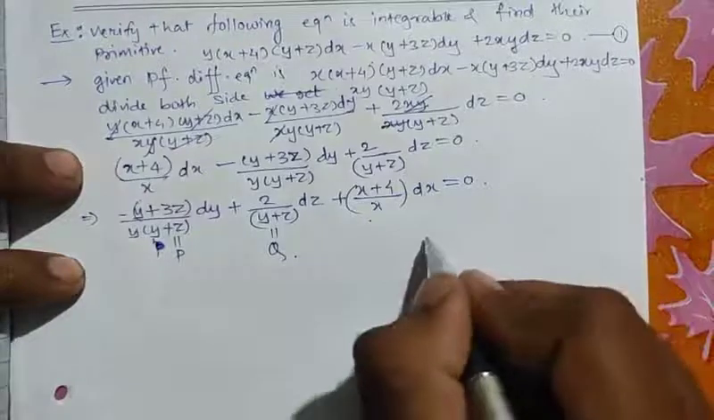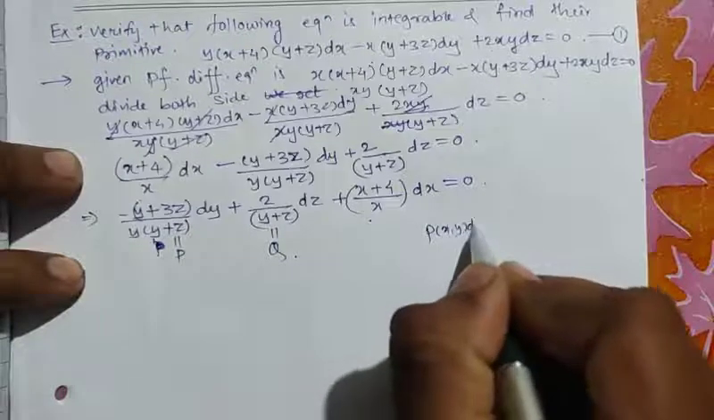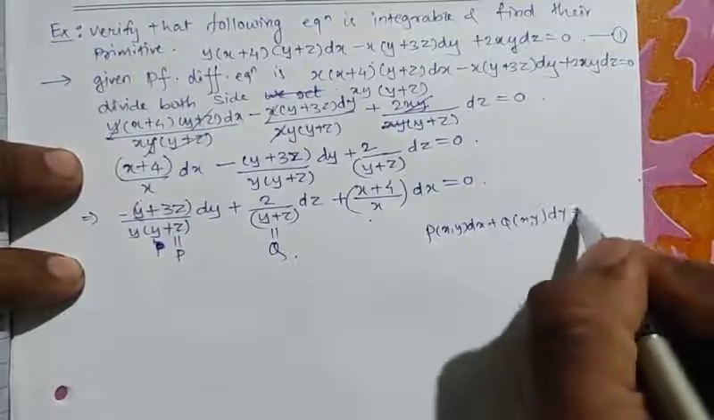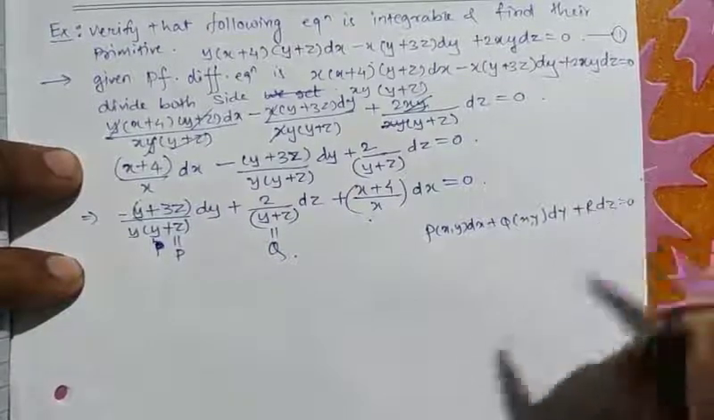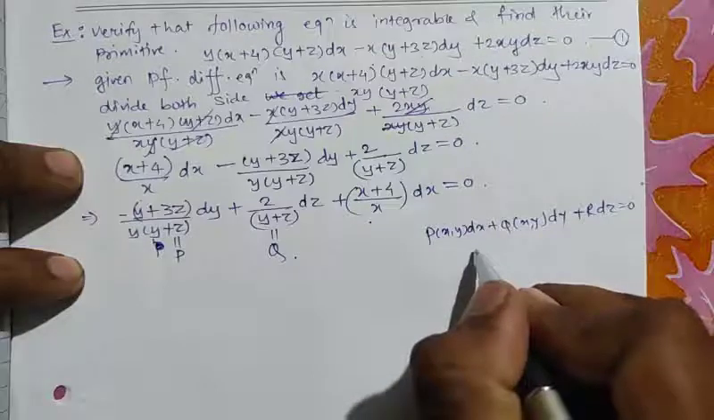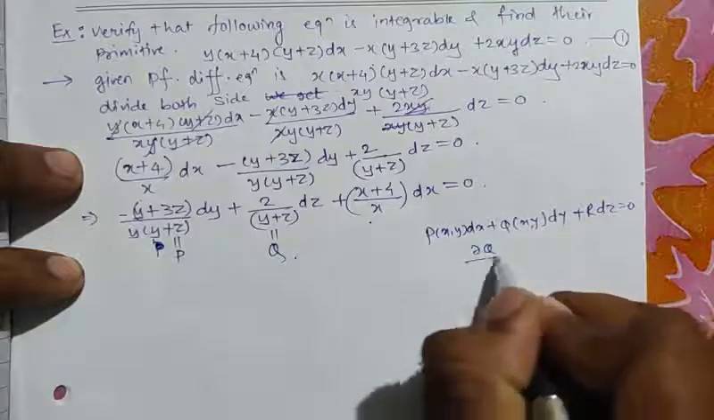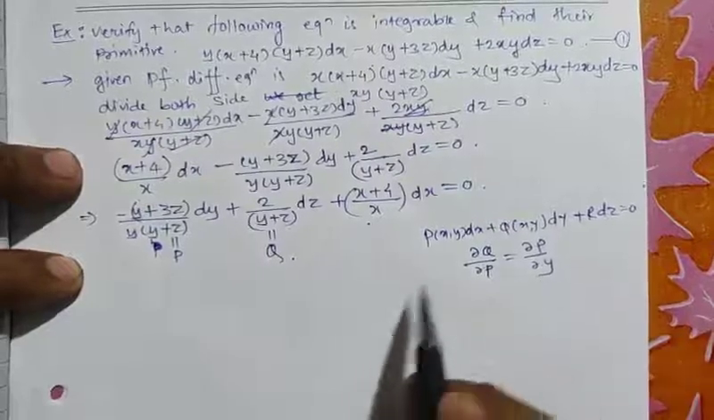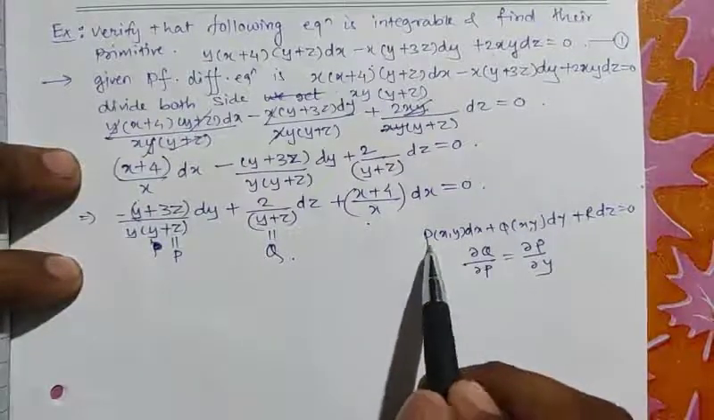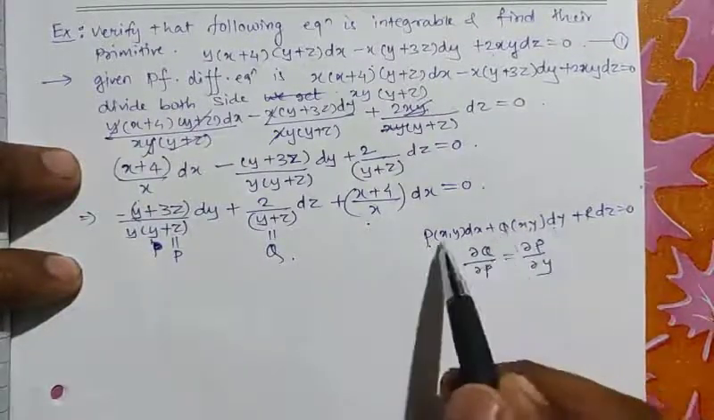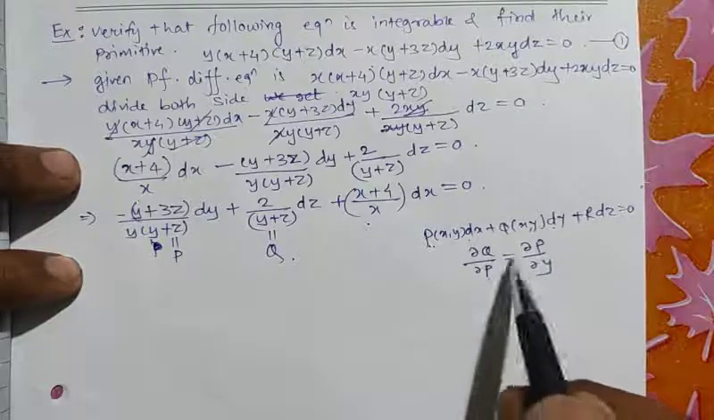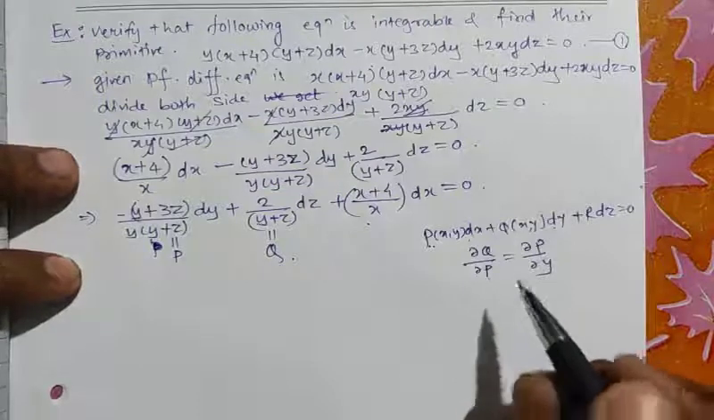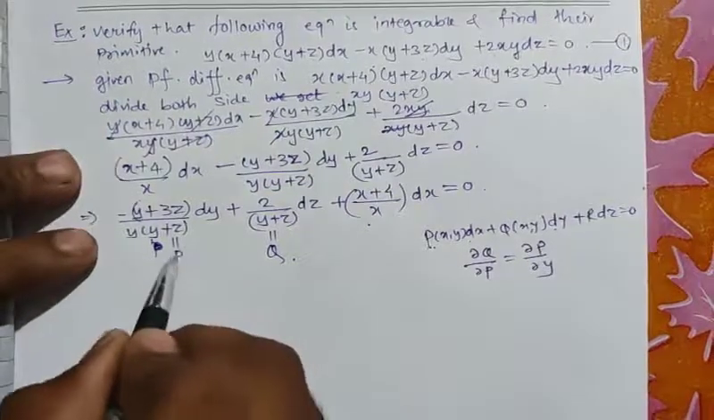We have the equation P(x,y) dx + Q(x,y) dy + R dz = 0. Then we check whether ∂Q/∂x equals ∂P/∂y, the derivative of P with respect to y and the derivative of Q with respect to x. Both are equal, so it is an exact differential equation. Here this is P and this is Q.